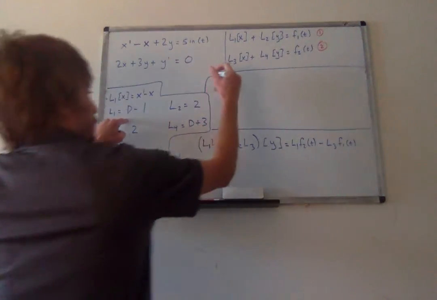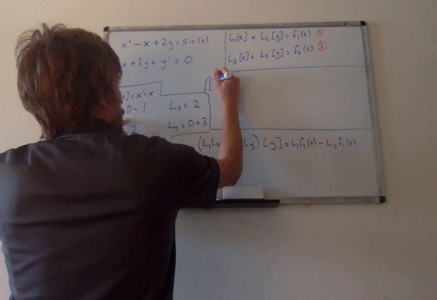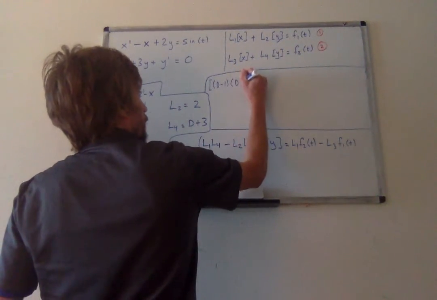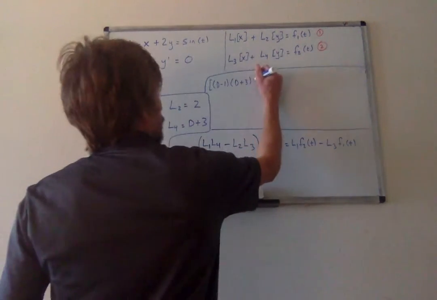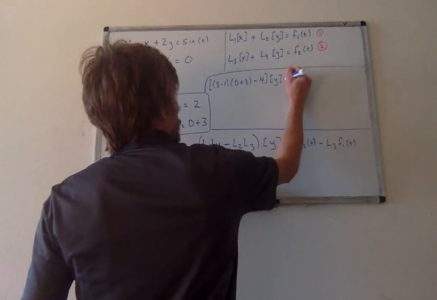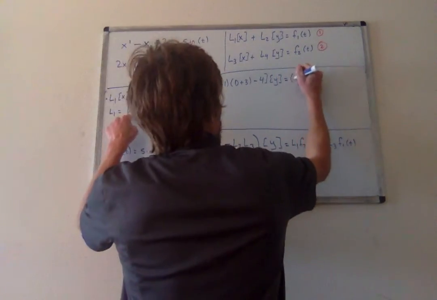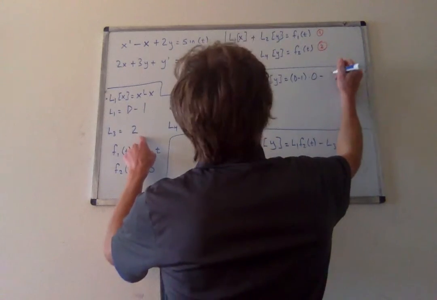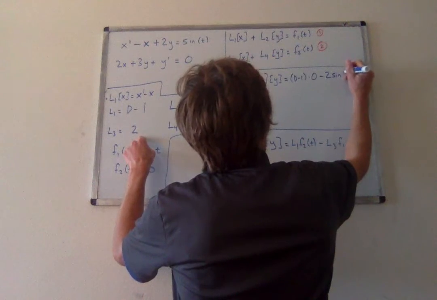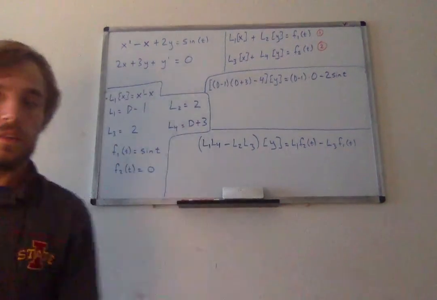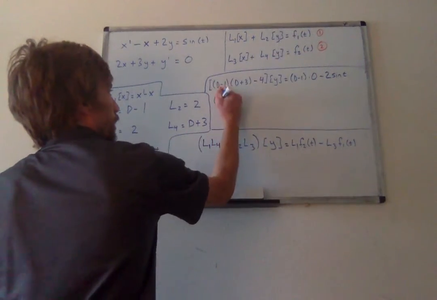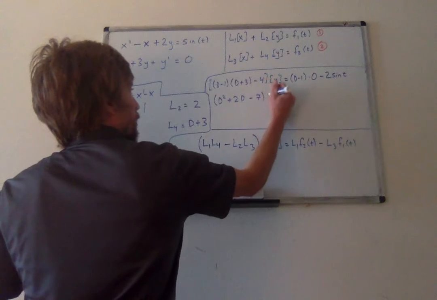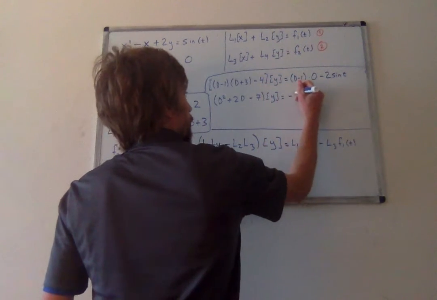L1, remember, was d minus 1, times L4, which is d plus 3, minus 2 times 2, applied to y, equals L1, which is d minus 1, F2 of t, which is just 0, minus L3, which is 2, times F1, which was sine t. If we expand this polynomial on the left, you should get d squared plus 2d minus 7 applied to y is equal to negative 2 sine t.